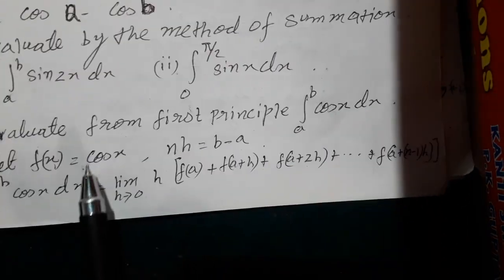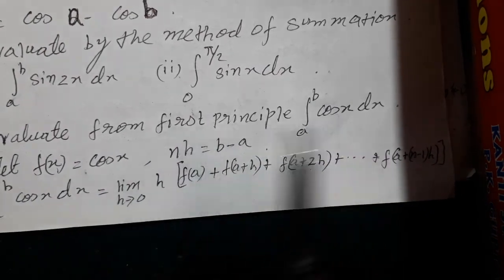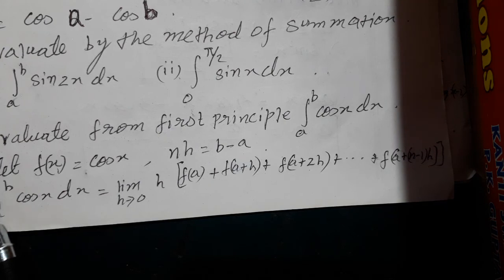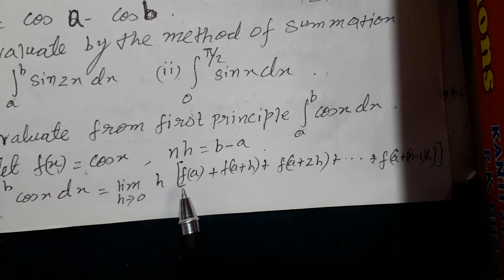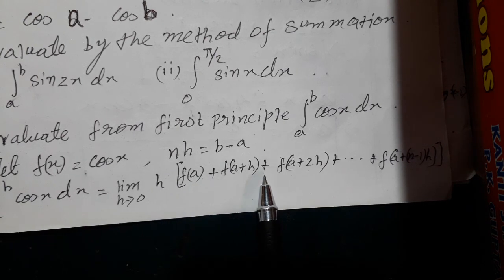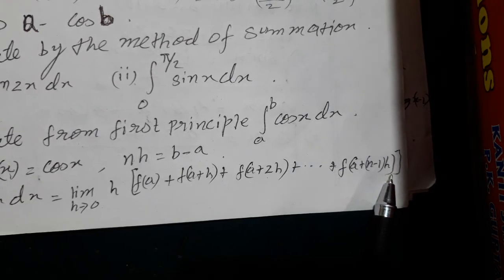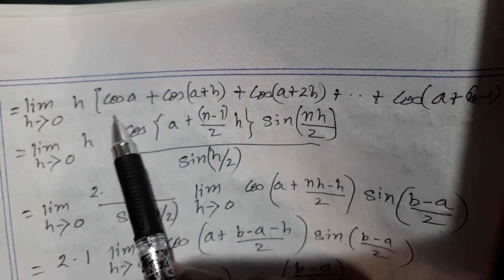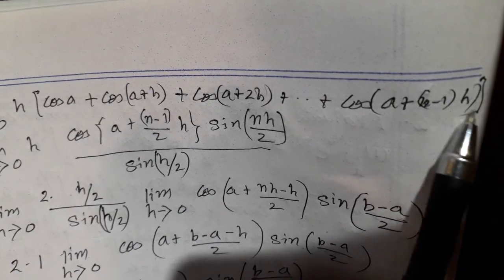In the same way we can do this question also. We evaluate the integral from a to b of cos x dx by using the first principle. So we have f(x) equal to cos x and nh is b minus a. So the integral from a to b of cos x dx equals the limit as h tends to 0 of h times [f(a+h) plus f(a+2h) plus so on till f(a+(n-1)h)]. In place of x you substitute these values, so we get h times [cos(a+h) plus cos(a+2h) plus so on till cos(a+(n-1)h)].